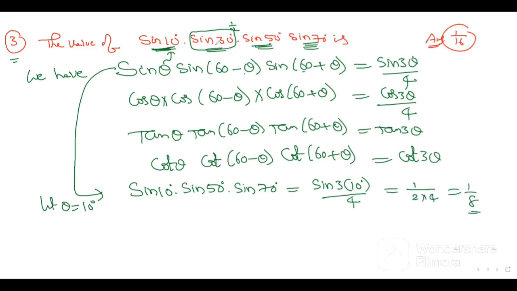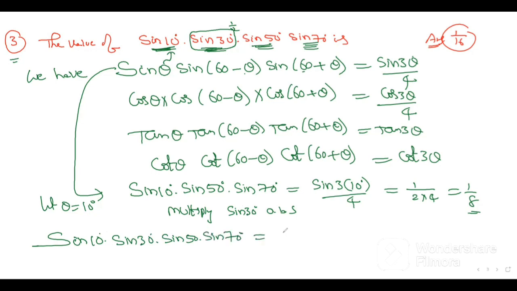But what is required? Sin 30 is also required in the statement. Multiply sine 30 degrees on both sides. So what we get here: sine 10 into sine 30 into sine 50 into sine 70 degrees is equal to 1 by 8 times of sine 30. 1 by 8 times of sine 30 value, 1 by 2, it will become 1 by 16. So the answer is 1 by 16.